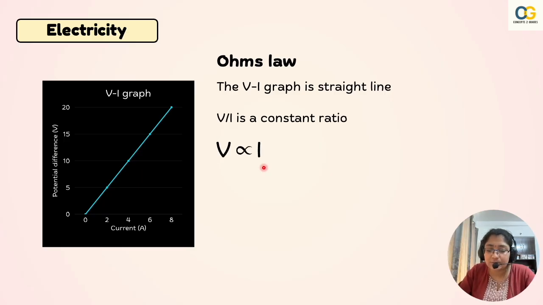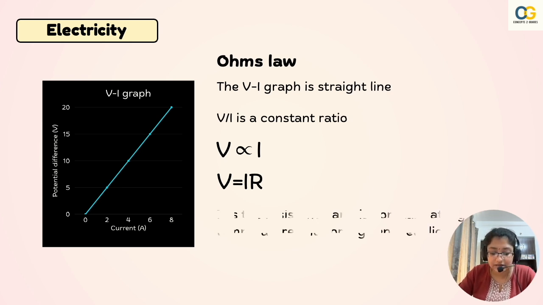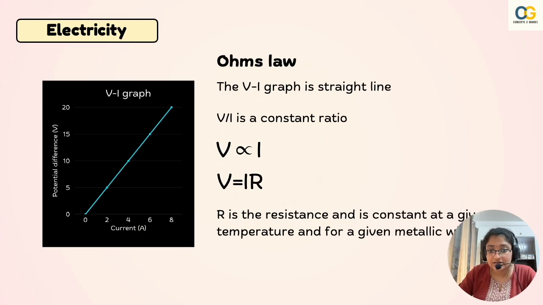So V is proportional to I. This is what it means. V is proportional to I. So as you increase V, I also increases. With this, we remove the proportionality constant and replace it by resistance R, which is the value of the resistance, which shows that V is equal to IR. This is nothing but your Ohm's law. Okay, this is not the law, this is the mathematical interpretation of this. We will write the law in a while.